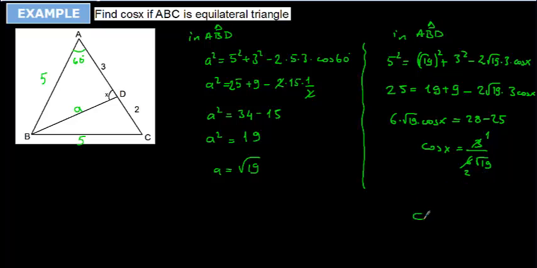When you rationalize the denominator, cosine x is root of 19 over 2 root of 19, and if you multiply by root of 19 over root of 19, cosine x is equal to root of 19 over 2 times 19, which is equal to root of 19 over 38. Okay.